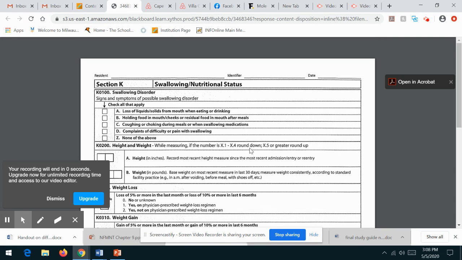But this MDS section K is a very important part of our work as a nutrition professional in a long-term care facility. And again, it is utilized to help with reimbursement funds. So in most facilities, there is someone whose main job is to go around and make sure that every department is completing the MDS because it is that important.